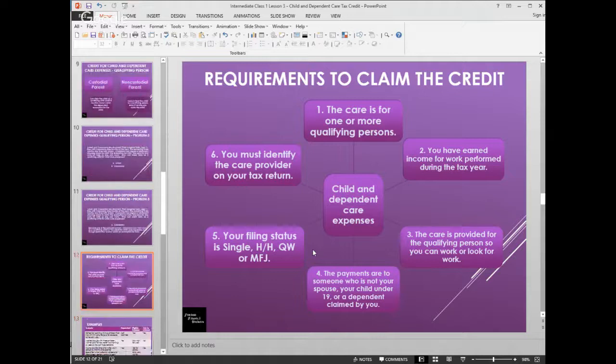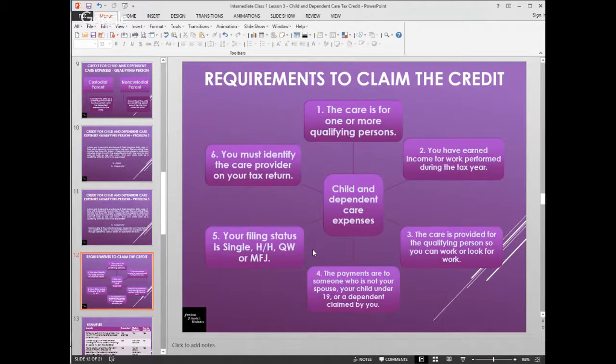So, requirements to claim the credit. The first one is the care has to be for one or more qualifying persons, which we just discussed. 2, you have earned income for work performed during the tax year. 3, the care is provided for the qualifying person so you can work or look for work. 4, the payments are to someone who is not your spouse, your child under 19, or a dependent that's claimed by you. So you cannot show that you are paying somebody within the household to care for the child.